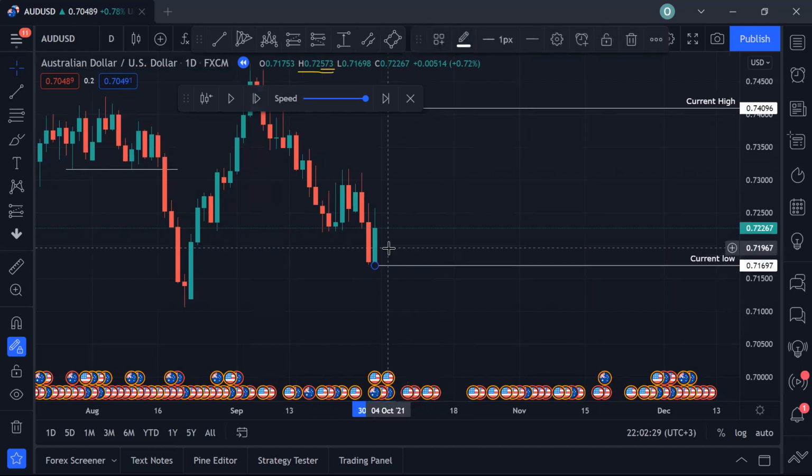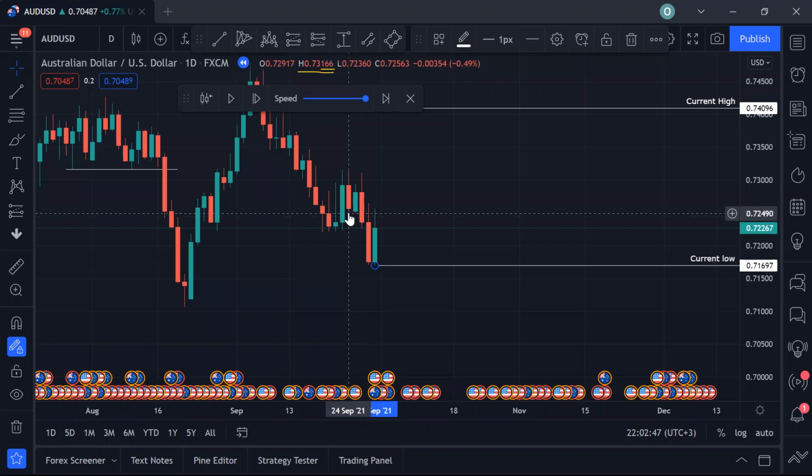Okay, because it has moved lower, then our current high will move. So this one is lower than that. This one is lower than that. This one is lower than that. This one is lower than that. This one is not lower than this.